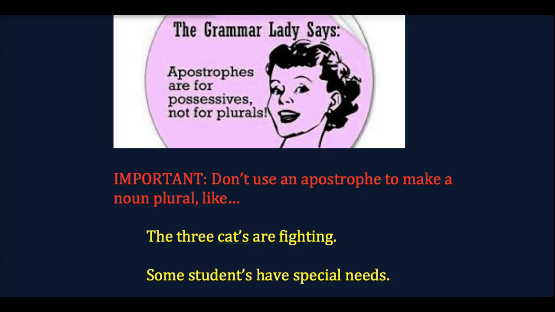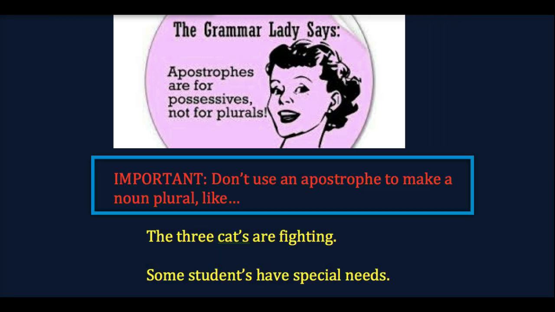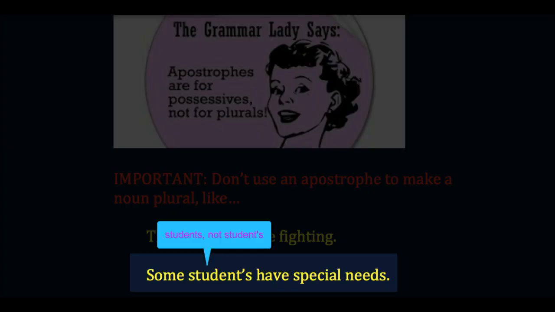And here's a good spot for the grammar lady to visit us, saying, apostrophes are for possessives, not for plurals. That's important. Don't use an apostrophe to make a noun plural, like the 3 cats are fighting. No, there's no possession. It's plural. C-A-T-S. Some students have special needs. Is there possession? No, it's plural. More than one student. So no apostrophe, just an S after student.